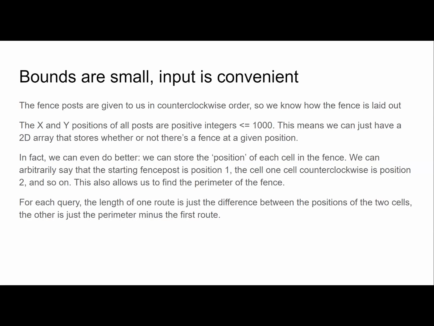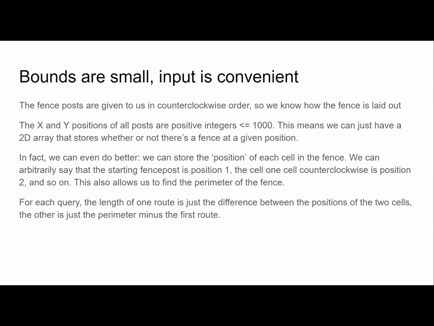Let's arbitrarily say that the first fence post they give us in the input is at position 1, and then the cell that's counterclockwise from that, the one that's 1 left or 1 down depending on how the next post goes, is position 2, and so on. The one after that is cell 3, all the way until the nth cell, which is directly to the right of or above the starting cell. So we can label every single position on our 2D array with which position in the fence it is, or whether it's not in the fence at all. It also allows us to find the perimeter of the fence, because the last, quote unquote, position is just how long the fence is.